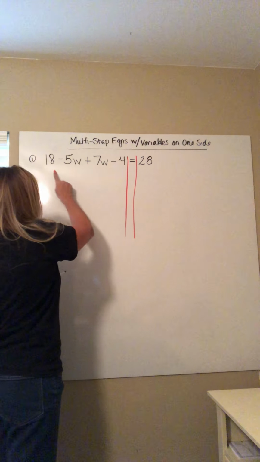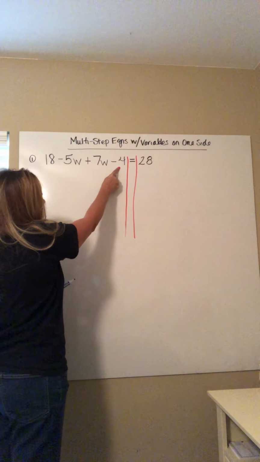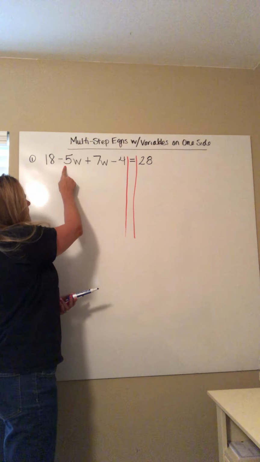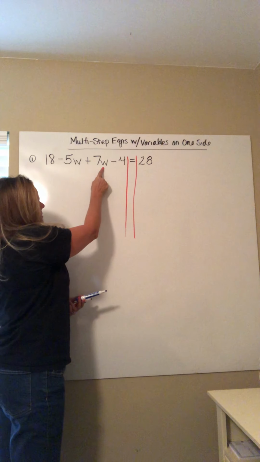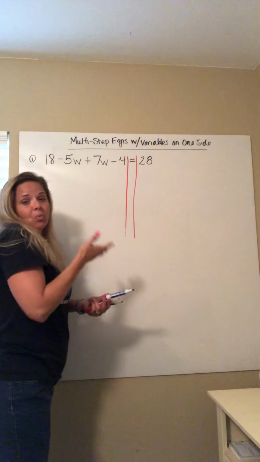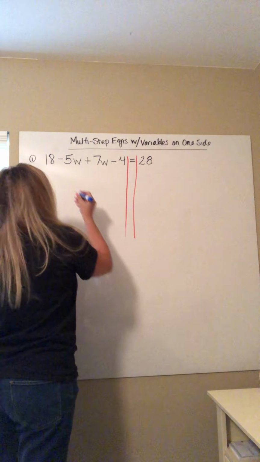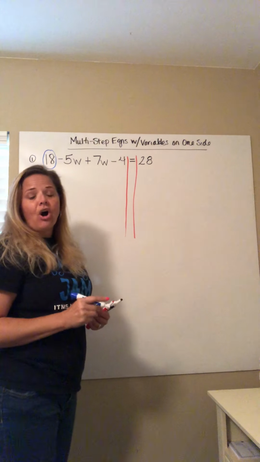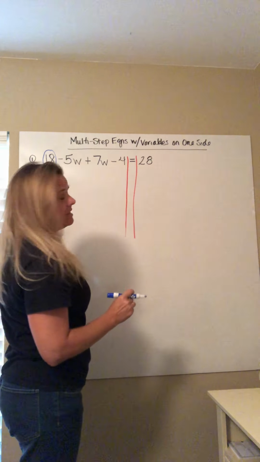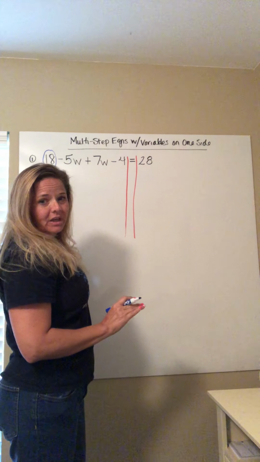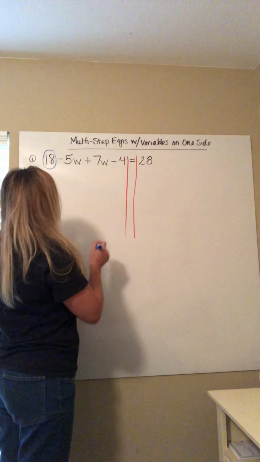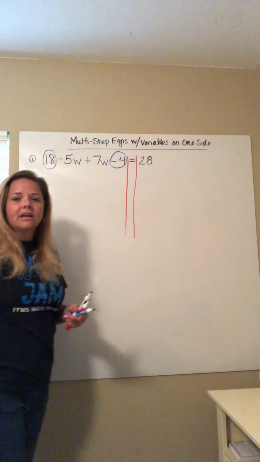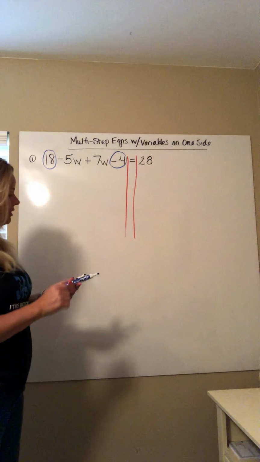So on the left side of the equal sign, I have 1, 2, 3, 4 terms. My 4 terms are 18, negative 5w, positive 7w, and negative 4. So which ones are alike? Well, 18 does not have a variable with it. We call that a constant. So a constant is a term that has no variable, only a number. So 18 is a constant, so is negative 4. Negative 4 is also a constant, so those are like terms.